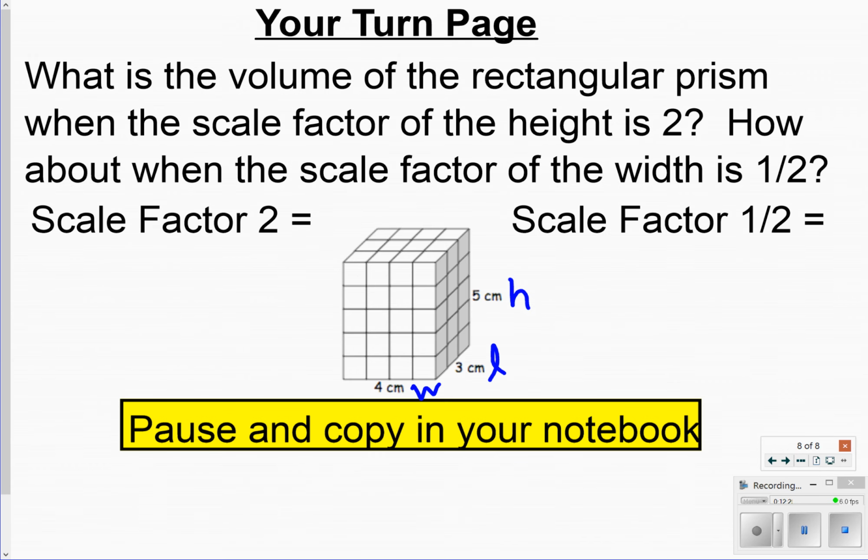All right, well, on your turn page tonight, what I'd like for you to do is find the new volume of this rectangular prism when you have a scale factor of 2 and when you have a scale factor of 1/2. And I want you to do when the height is 2 or when the width is 1/2. All right, so you'll do this in your notebook and we'll talk about it tomorrow to answer any questions you might have. Talk to you later.